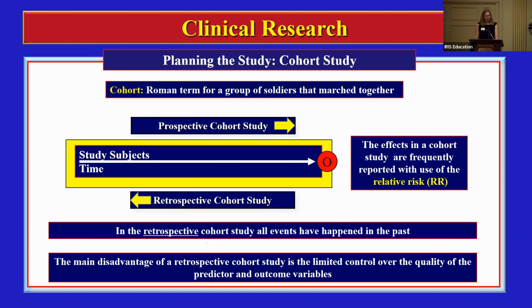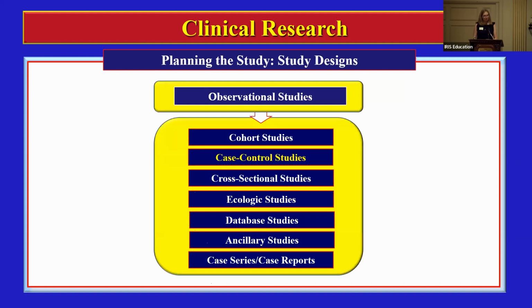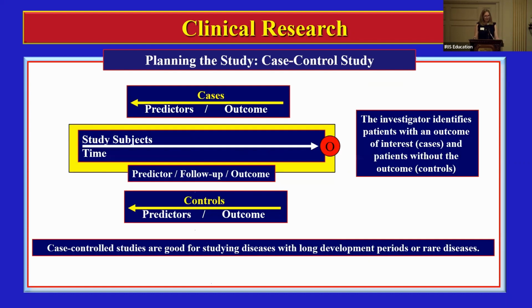Now, the next study design that I'll be talking about might be confused with a retrospective cohort study because this also has occurred in the past. What we're going to talk about is case-controlled studies. With a case-controlled study, again, everything has happened in the past, but instead of starting with a group of patients and seeing what happens to them, we actually start with the end and work our way backwards.